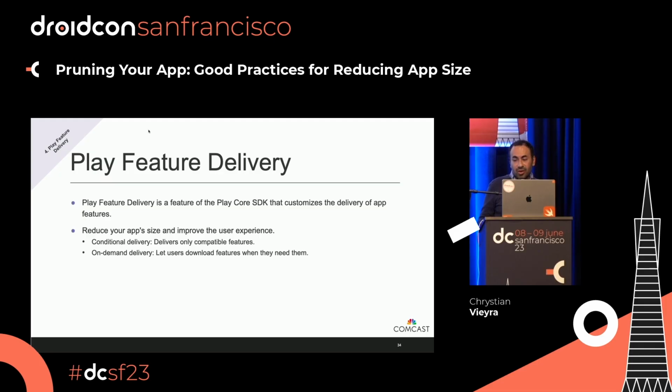And now I am here to tell you a little bit about Google Play Feature Delivery. Feature delivery is a feature of the Google Play SDK that will help you reduce the initial download of your app. It has two options, conditional and on-demand. Conditional will happen at install time, and on-demand delivery will happen later on. So you can purposely call for on-demand delivery for your app.